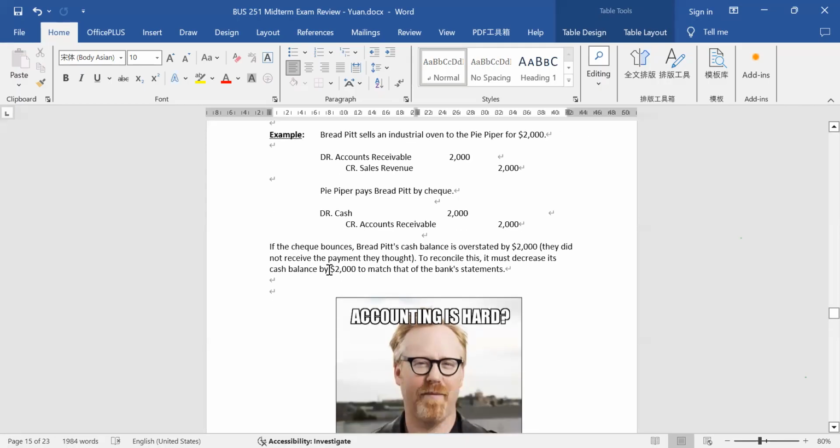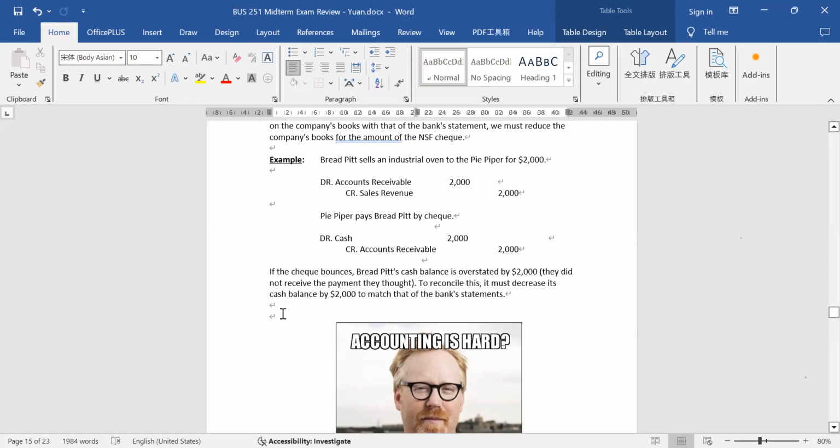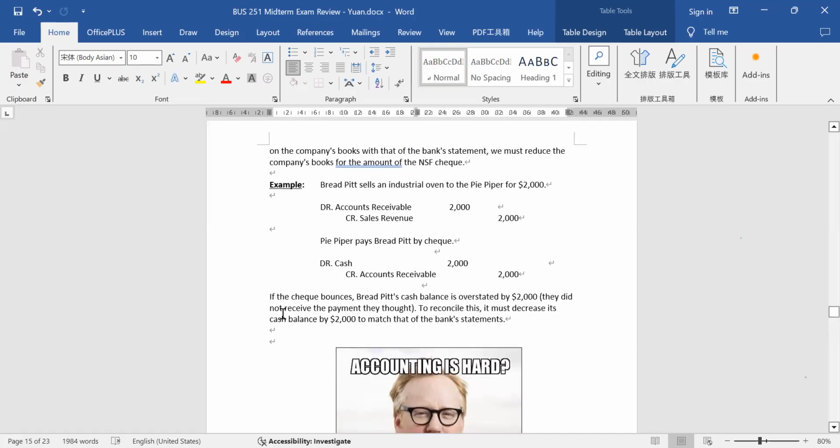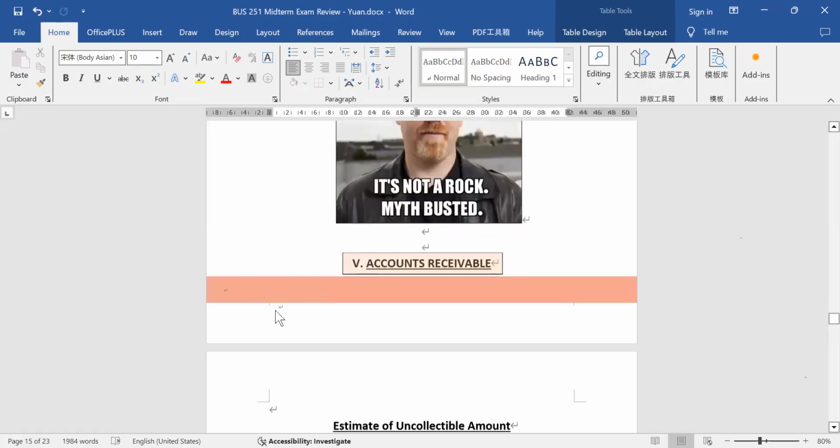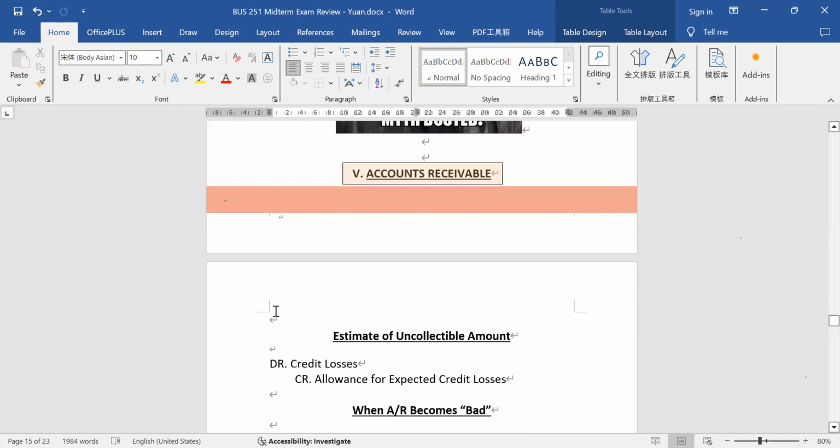But if this check bounces, Brad Pitt's cash balance is overstated by 2,000, right? They did not receive the payment they sought. To reconcile this, it must decrease its cash balance by 2,000 to match that of the bank's statement. Okay, this is quite straightforward.